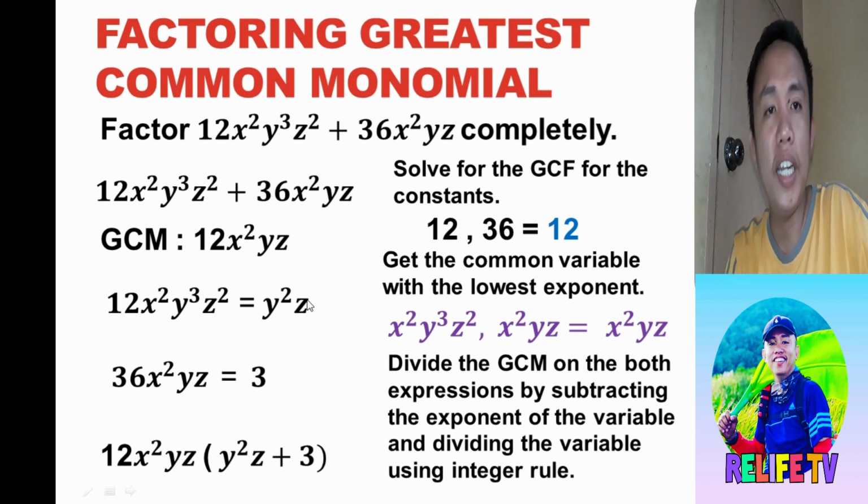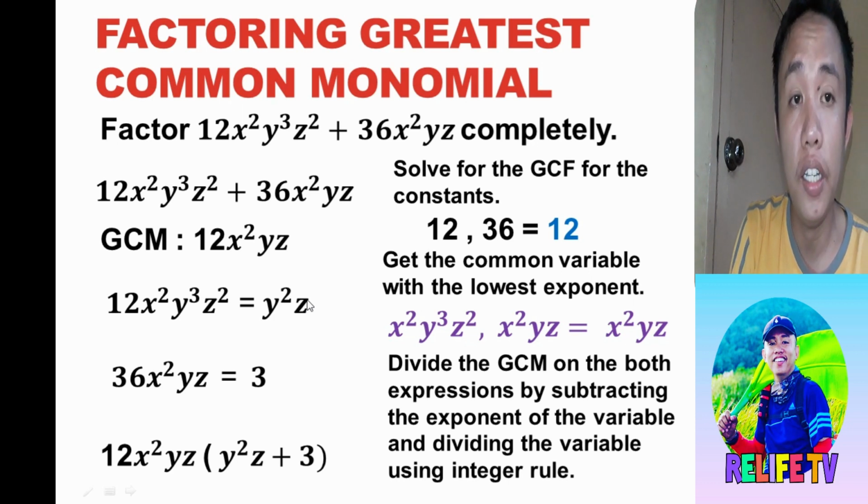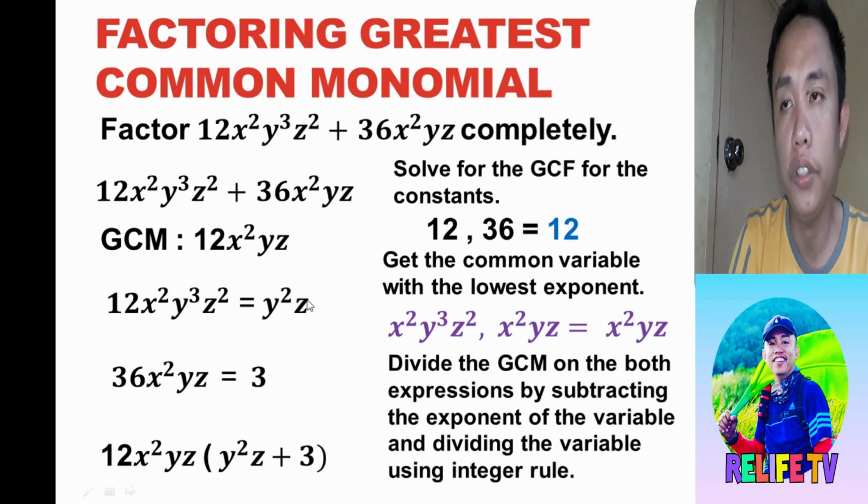Pag pinagsama natin yung dalawang numero, we have 12x squared, yz, quantity y squared z plus 3. So, pinagsama natin yung dalawa, yun ang matitira po nating equation.